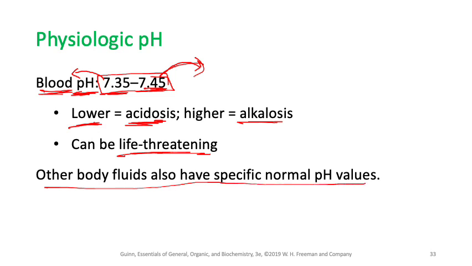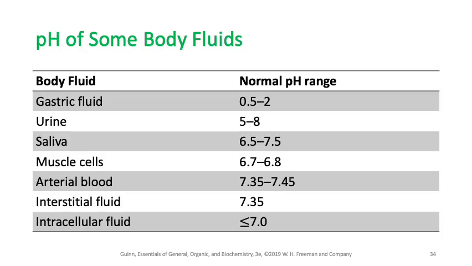Let's go to the next slide and see what the different parts of our body are and what their pH is. So what we are seeing over here is a table that shows the pH of some normal body fluids, and we have some numbers, right? For gastric fluid, pH is very low, 0.5 to 2. Saliva is 6.5 to 7.5. And blood, we only talk about 7.35 to 7.45 as the range.